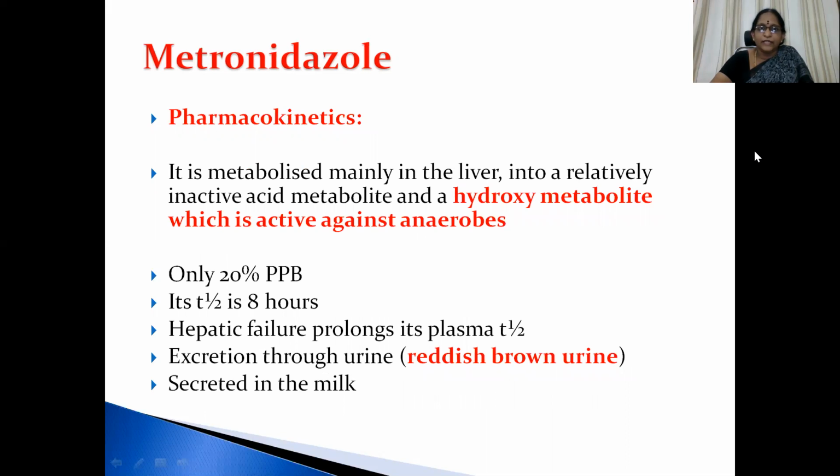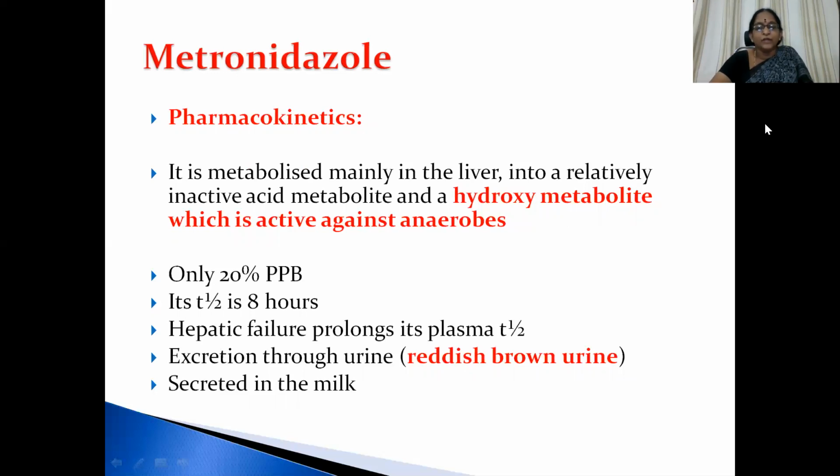Then pharmacokinetics, main metabolism is in the liver into a relatively inactive acid metabolite and an active compound, that is the hydroxy metabolite, which acts against anaerobic organisms. Then only 20% plasma protein binding, half-life is 8 hours. That's why we administer this molecule 8-hourly. Hepatic failure prolongs its plasma half-life, a very common thing. Then excretion is through urine, producing reddish brown urine.